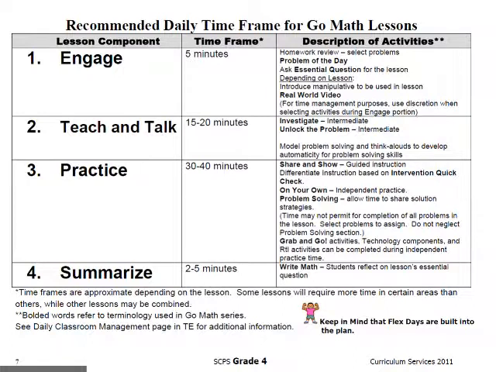New to the plan this year is a recommended daily time frame for GoMath lessons. Teachers are encouraged to spend about 5 minutes on the engagement component, about 15 to 20 minutes on the teach and talk component, about 30 to 40 minutes practicing, and about 5 minutes summarizing. On the column in which it says description of activities, there's a menu of options for teachers to choose from when creating their lessons. Again, these time frames are approximate and it depends on the lesson how much time you would devote to each component. Also keep in mind that flex days are built in for additional review days and assessment days.